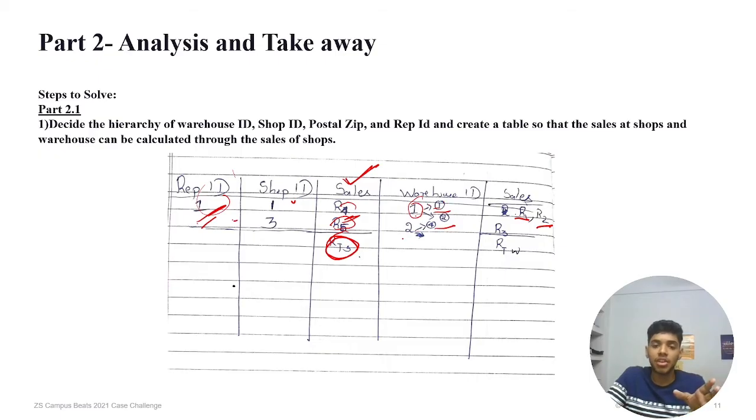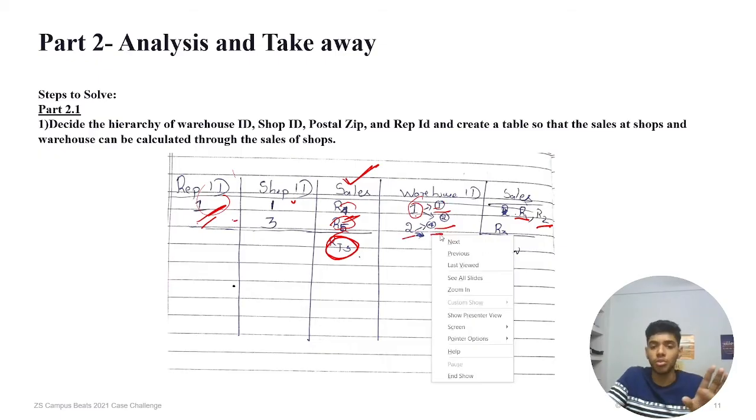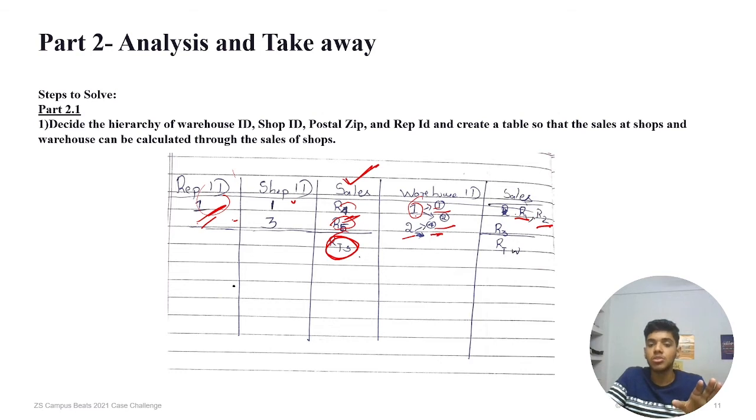Similarly, for warehouse ID 2, it applies to only shop ID 4. So we can calculate the sales from shop ID 4. And then the total sales of warehouses can also be calculated by the sum of these.